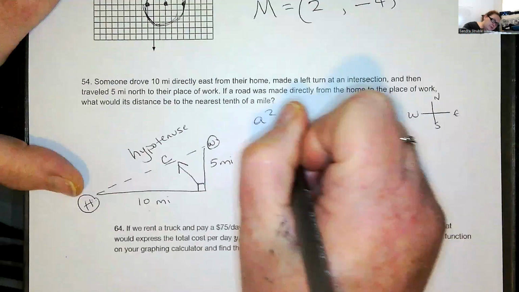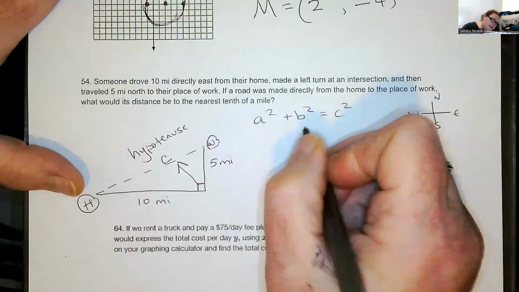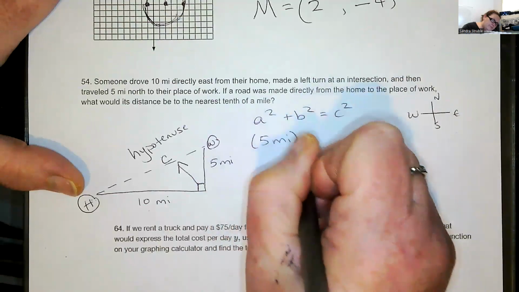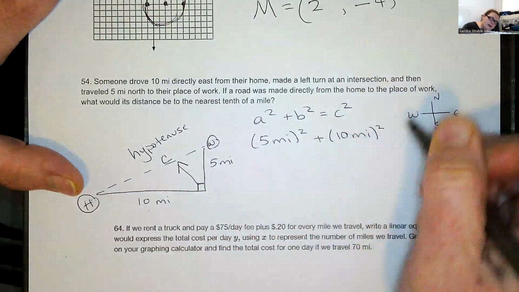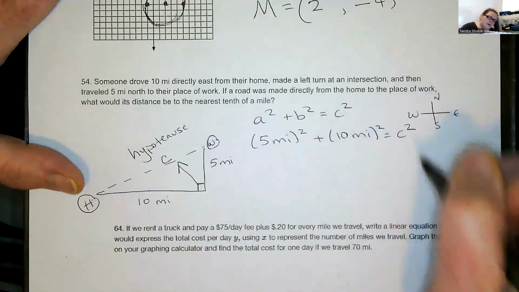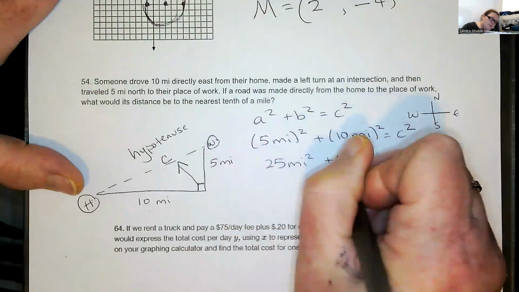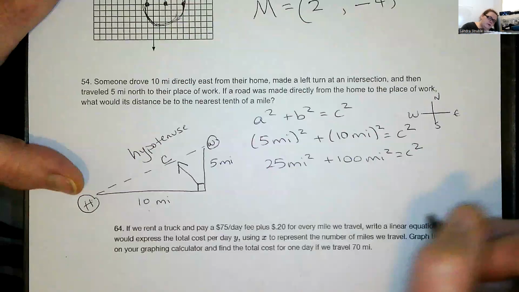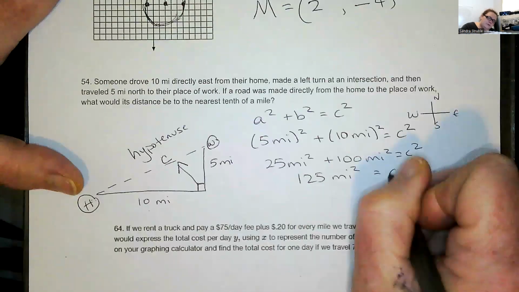So A squared plus B squared is equal to C squared in this case. So A, we'll just say is 5 miles. B is 10 miles. Square that bad boy. And that's equal to C squared. So we have 25 miles squared plus 100 miles squared is equal to C squared. 125 miles squared, just adding them, is equal to C squared.